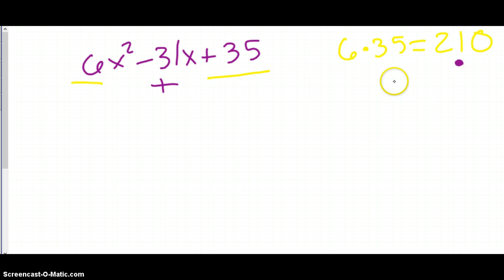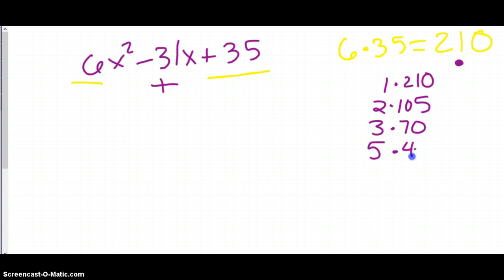So things that multiply to be 210, 1 times 210. 2 times 105, 3 times 70. 4 didn't work. When I did 210 divided by 4, I got 52.5, and we don't want to work with decimals. So we skip 4 and go to 5. 5 times 42, 6 times 35.